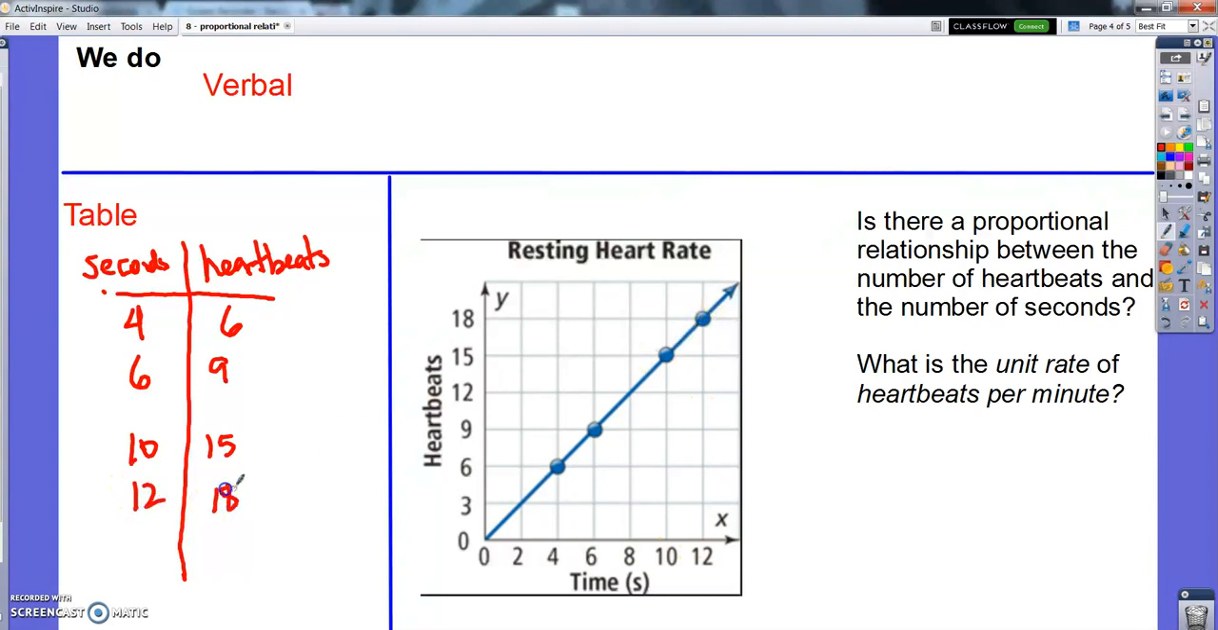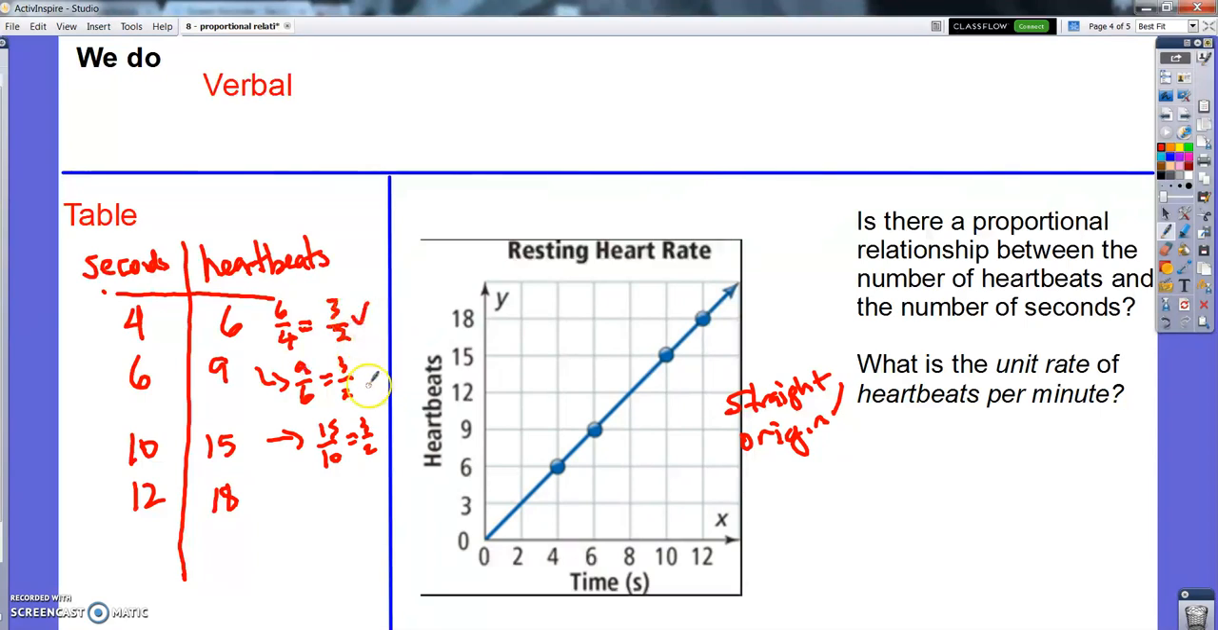So I can make my table pretty easily. I can tell from the graph already that this is a proportional relationship because it's straight and goes through the origin. So I can already tell without doing all the division. But if you did all the division here, you're going to get 6/4, which is the same as 3/2. And here you're going to get 9/6, which is the same thing as 3/2. Here you're going to get 15/10, which is the same as 3/2, and so on and so forth. So I'm going to keep getting that 3/2.